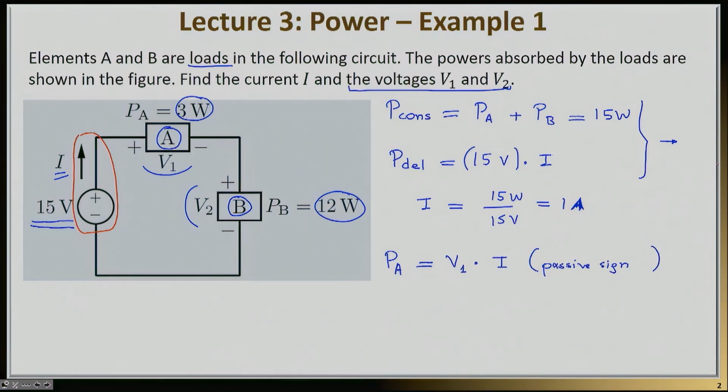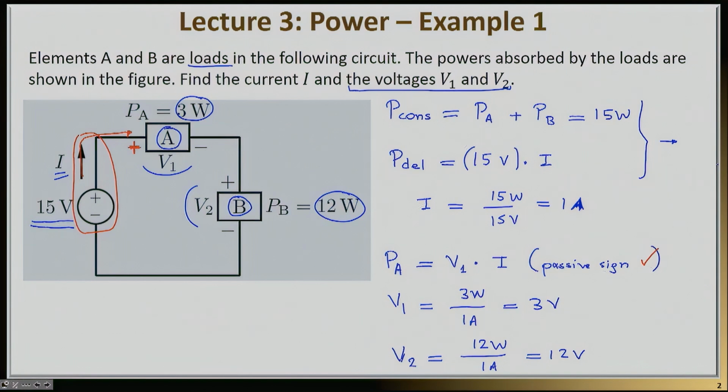So let me check the schematic. Is my load A in the active sign or the passive sign? The current I flows through this load from its positive terminal. So indeed, I have passive sign convention, which means that V1 times I indeed will give me the power consumed. So from here, I can say that V1 is equal to the 3 watts that this load is consuming divided by the 1 amp that I have flowing, or simply 3 volts. In a very similar way, I can find out that V2 will be equal to the 12 watts that this device is consuming divided by the 1 amp, or simply 12 volts.